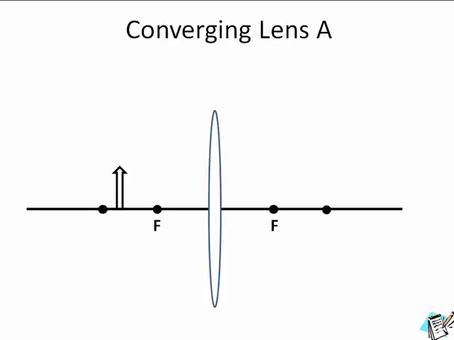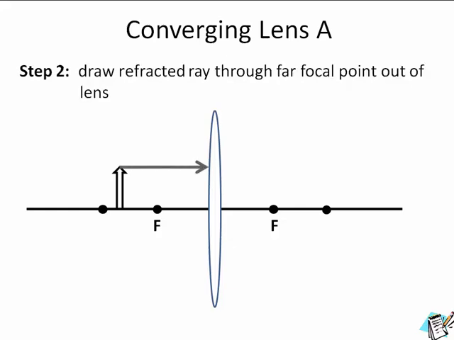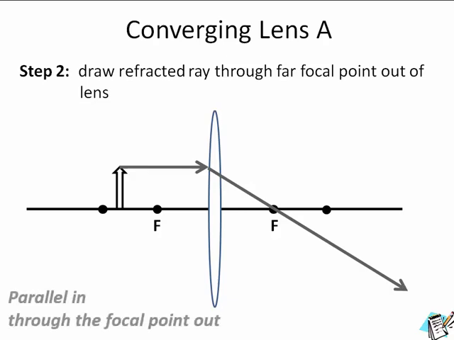This is a converging lens, since the center of the lens bulges outward. My object is the white arrow, which is between the focal point and the center of curvature. All ray diagrams are two rays of light, one horizontal, one angled. Our first ray of light will go from the top of the arrow horizontally to the lens. It will then refract at an angle and go through the focal point on the far side of the lens. In short, parallel in through the focal point out.